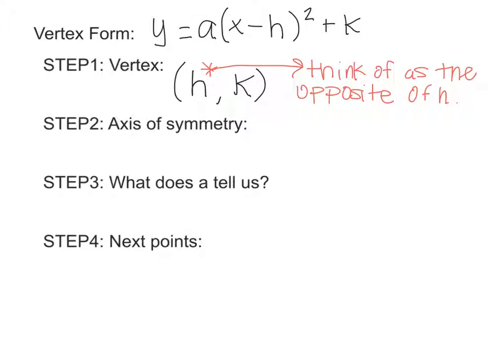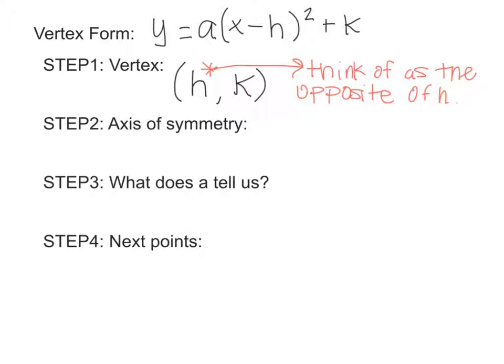The reason it's easier for us to think of it as the opposite of h is because our brains do not like negative signs in formulas. And we have a negative sign right there. We don't like them. So we need to look at that and recognize that that's going to change the actual sign of what was in there. So the opposite of h and k.